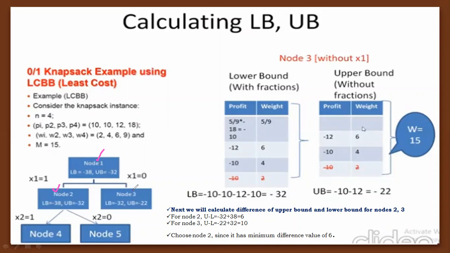And while calculating node 3, here x1 equal to 0. X1 equal to 0 means, if the item is to be selected, this is the lower bound and upper bound value. When the first item is not to be selected, this is the lower bound and upper bound value of the other case. X1 equal to 1 means the first item is to be completely selected and placed into the knapsack. X1 equal to 0 means the first item is not to be selected and not placed into the knapsack.